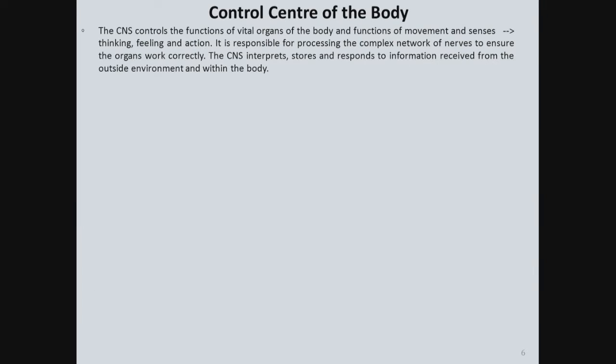The central nervous system controls the functions of vital organs of the body and functions of movement and senses, thinking, feeling, and action. It is responsible for processing the complex network of nerves to ensure the organs work correctly. The CNS interprets, stores, and responds to information received from the outside environment and within the body.